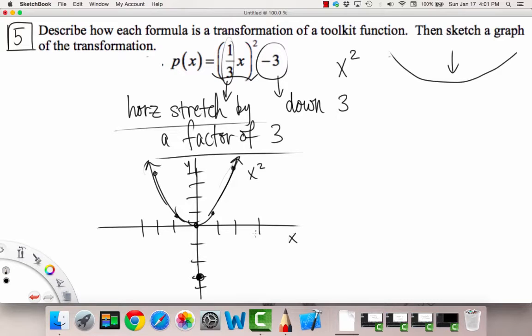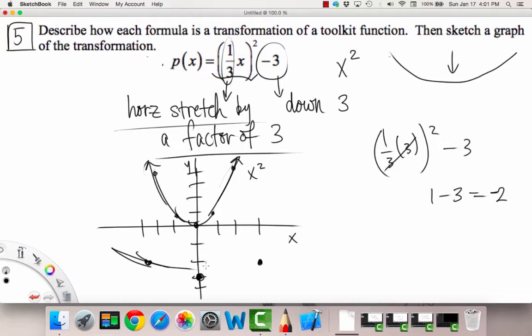Let's say we plug in a 3 now, and so we would get 1 over 3 times 3, quantity squared, minus the 3. So this goes to 1, so 1 minus 3 gives you a negative 2. Okay, so when we plugged in a positive 3, we got negative 2. So all the way out there, and same thing would happen if you plugged in a negative 3. So we're basically going to have something that looks like this. It's a really shallow looking parabola, or U, okay? And that's where the horizontal stretching comes in by factor of 3, okay?